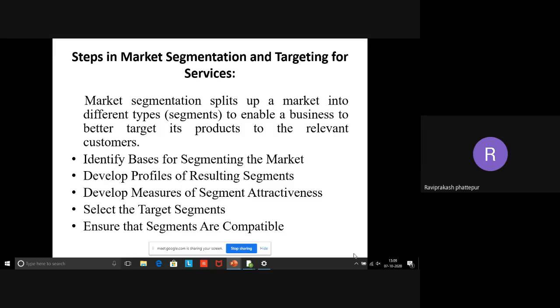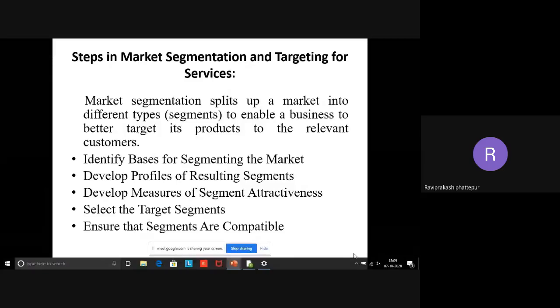Okay, so the first one, identify basis for segmenting the market. Second one, develop profiles of resulting segments. Third step, and the fourth one, select the target segments. And the fifth one, ensure that segments are compatible. So moving on to the first one, that is identify basis for segmenting the market.